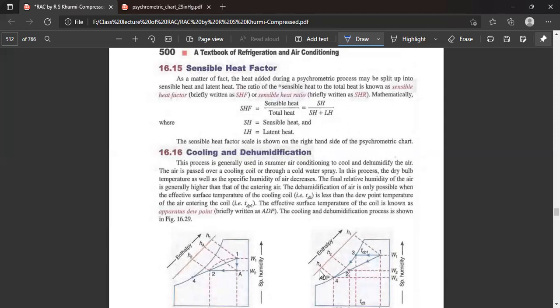The final relative humidity of the air is generally higher than that of the entering air. The dehumidification of the air is only possible when the effective surface temperature of the cooling coil is less than the dew point temperature of the air, that is equal to TDP1. The effective surface temperature of the coil is known as apparent dew point, and the cooling and dehumidification process is given in the figure below.